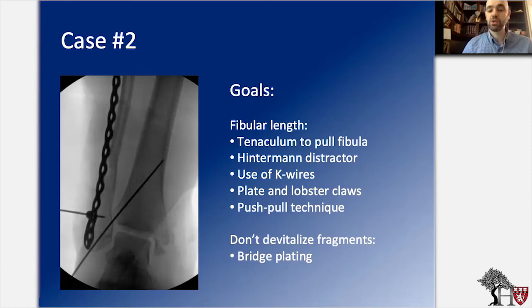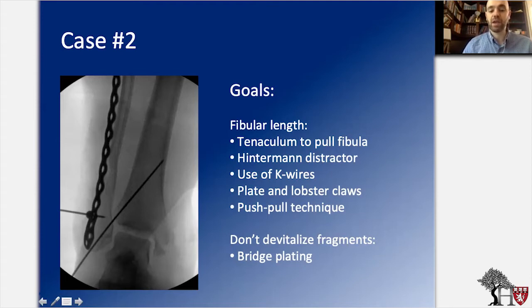Other things include Hintermann distractors. Those are little distractors that you put wires and then you push the wires apart. In a fibula, I always put them at the front of the fibula so that I don't fight my plate. You can also pull it out to length and then use the plate itself and lobster claws. In this case, this is a trick I like to use, which is pull it out to length and then actually fire a K-wire from the tip of the fibula into the tibia to hold it out to length so that this doesn't fight my plate.